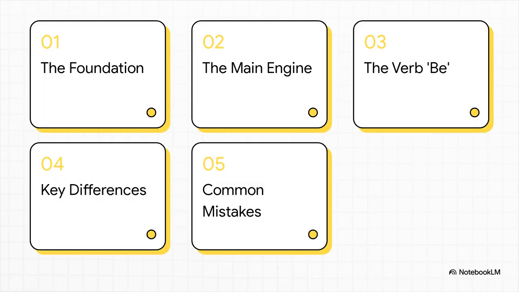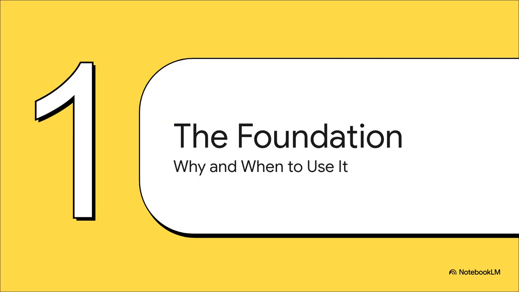Okay, so here's our game plan. We'll start with that foundation, the why. Then we'll get into what I like to call the main engine of the present simple. That's how most verbs work. After that, we'll look at the one big exception, the special case, the verb be. Then we'll compare them side by side, and finally, we'll cover some super common mistakes so you can avoid them. All right, we've got the why down. Now let's dive into the how.